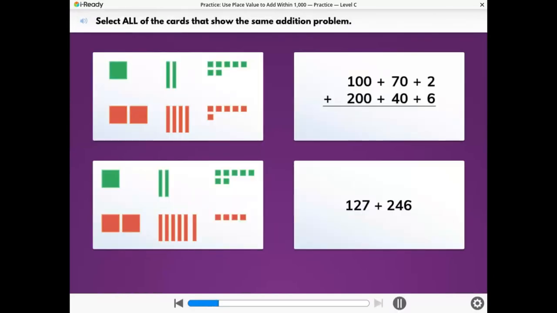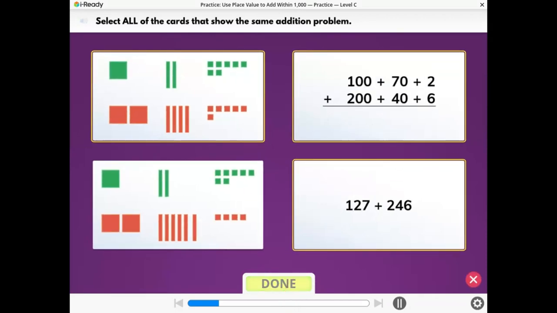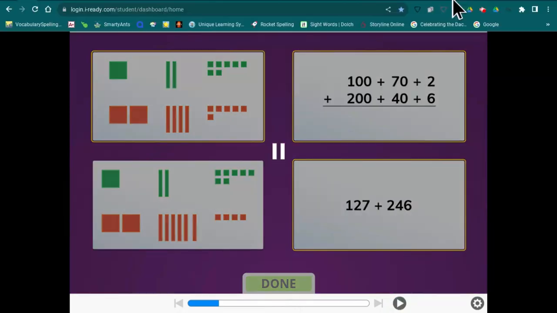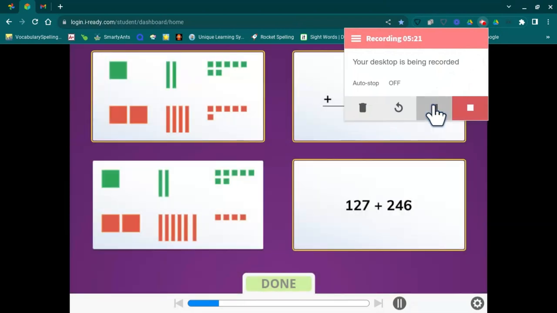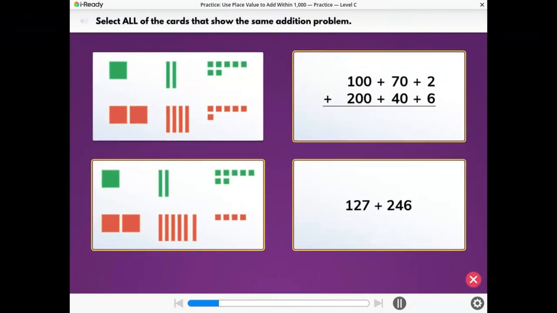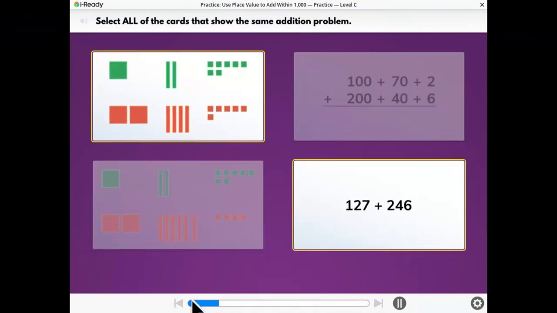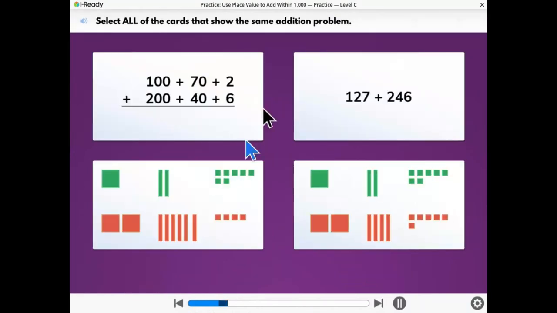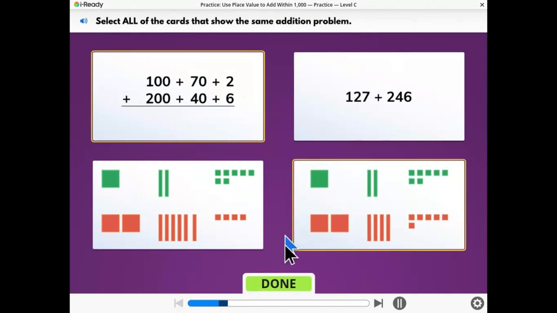Select all of the cards that show the same addition problem. One or more of the cards you chose do not show the same problem. These cards all show the same addition problem. Select all of the cards that show the same addition problem. Look closely at the hundreds, tens, and ones in each number.